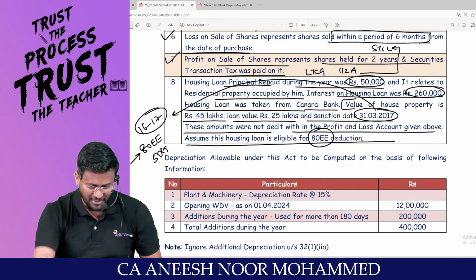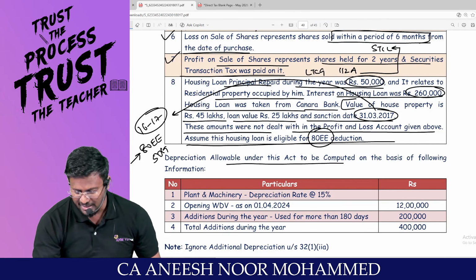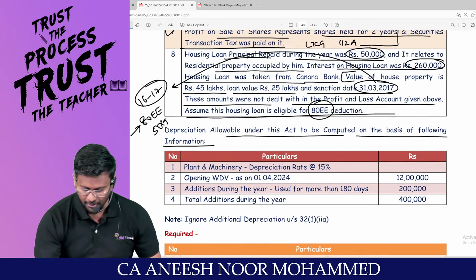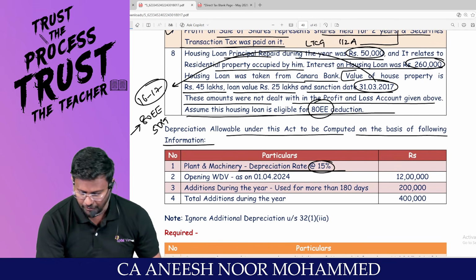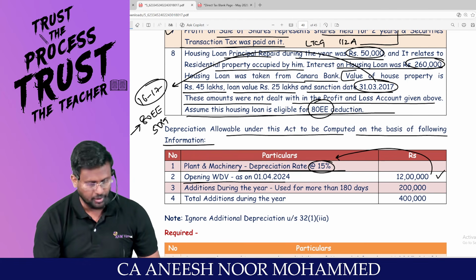Are you all really with me? Depreciation allowable under this Act to be computed on the basis of following information. Plant and machinery depreciation rate 15%. Opening WDV 12 lakh. So on that 12 lakh we have to claim 15%.